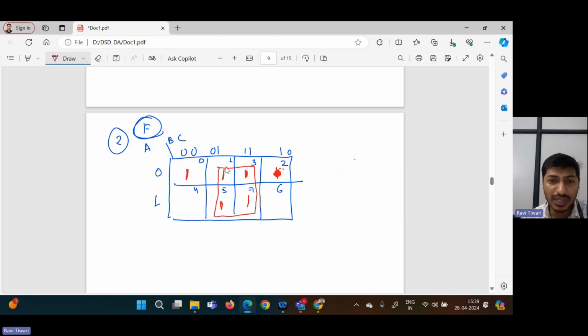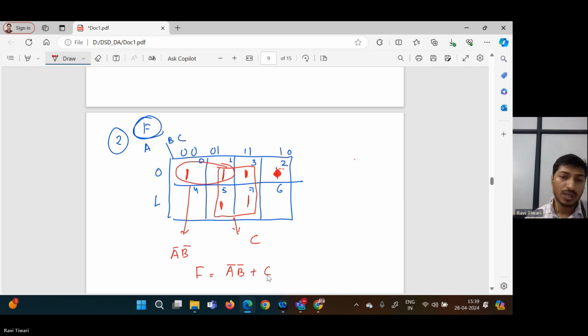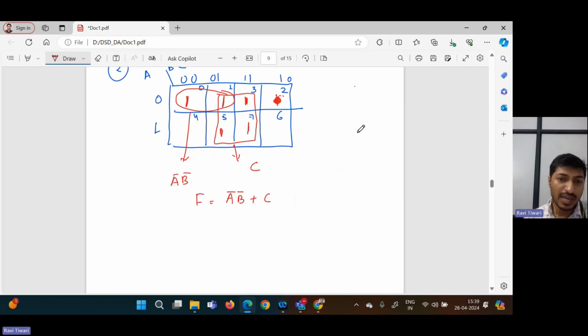And another one, we can make a pair like this. So these are the 2 groups possible in this K-map. The expression from the quad I will get is C. And from this pair, I will get what? A bar B bar. So finally, I can write down the minimal SOP form of F as A bar B bar plus C. So this is the third step where we have calculated the minimal SOP form.